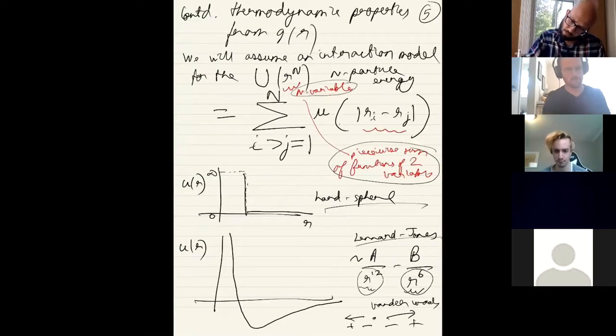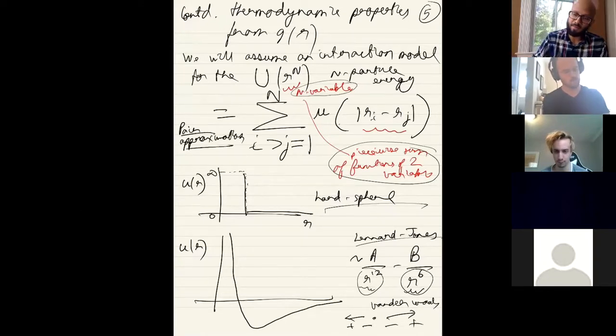So what we want to do now is called the pair approximation. So we are going to work within the pair approximation. You could have a triplet approximation and have a lot of type 2 or type 3 fun with it. Let's work with the pair interaction. So now we want to talk about thermodynamic properties. Let's start with the total energy of the system.